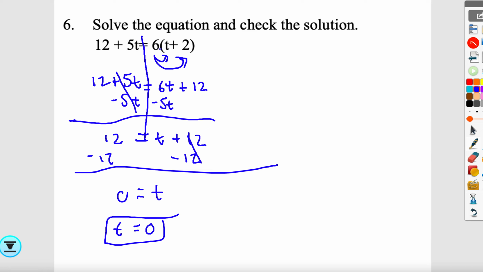So you'll plug it in here, right? So 0 plus 2 is 2, times 6 is 12, right? So the right side says 5 times 0 is 0, which is just 12. So 12 equals 12. So this is the correct solution. Let's keep going.